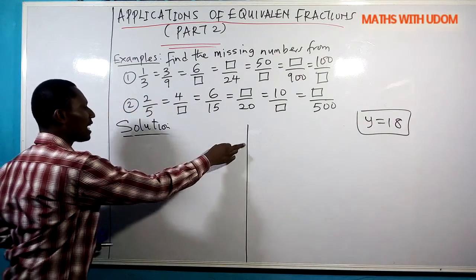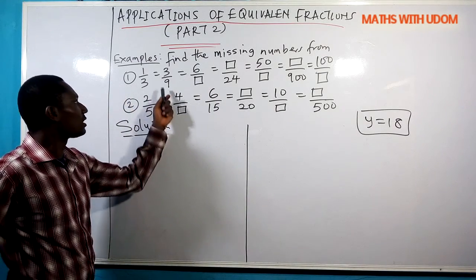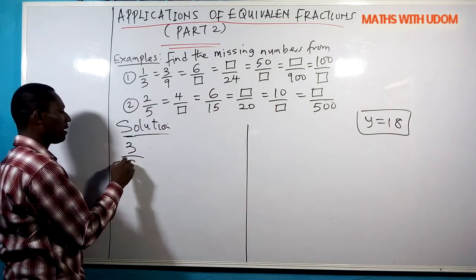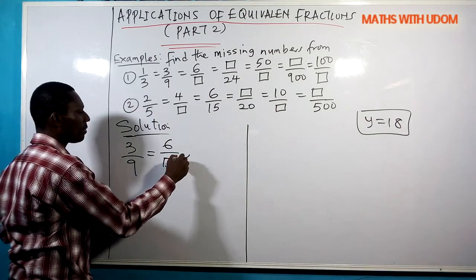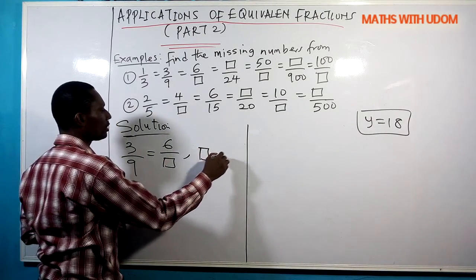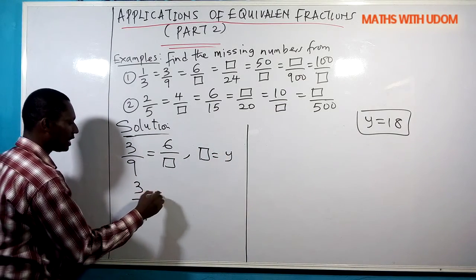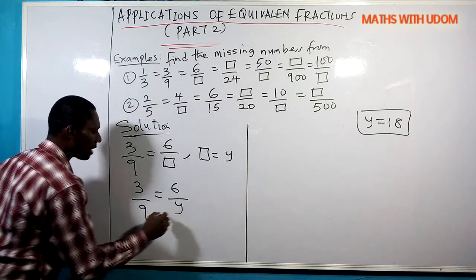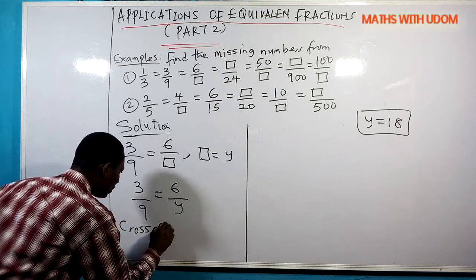What if I decide to use the second fraction that is complete, 3 over 9? I will arrive at the same answer. Let's go. 3 over 9 equals 6 over box. Let my box still represent y. That will give me 3 over 9 equals 6 over y. Then I will cross multiply.